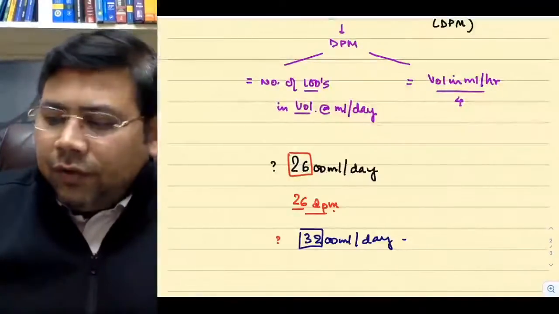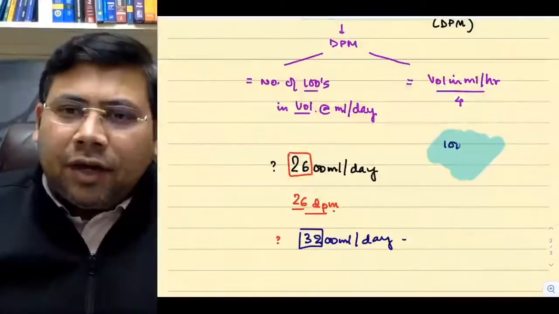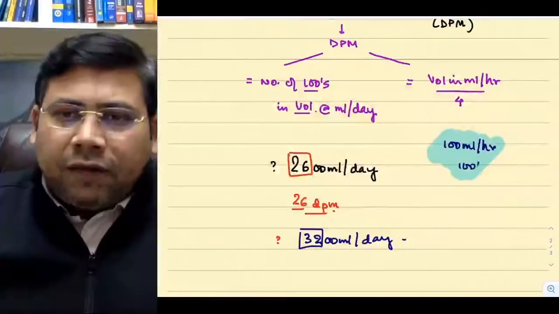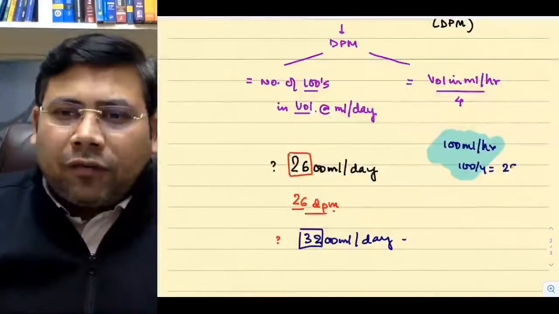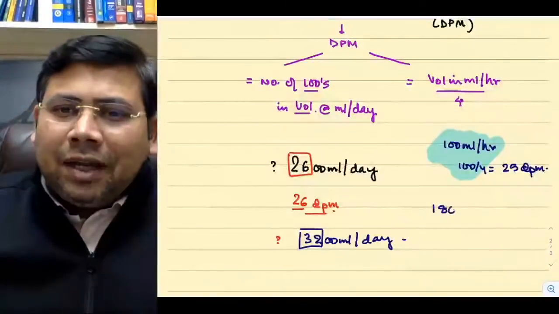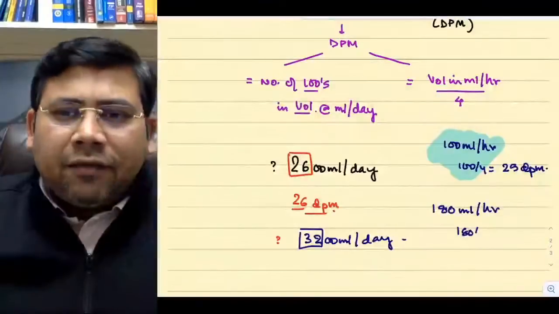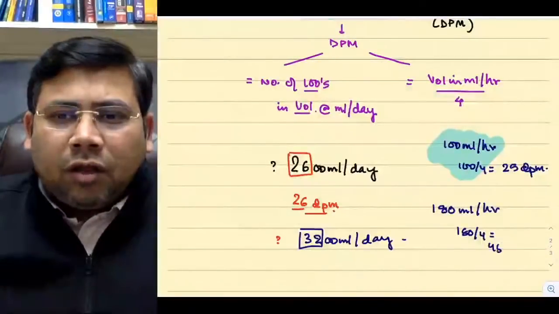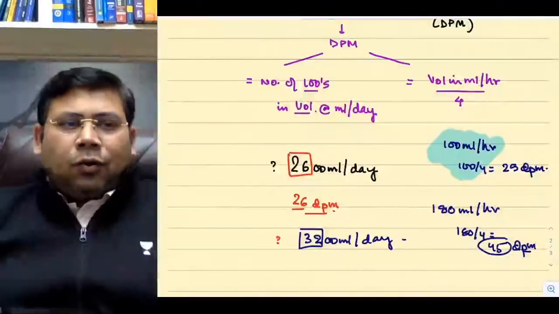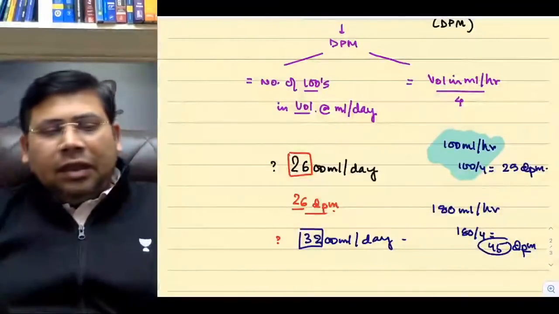Just wait. So when we talk about volume in ml per hour, imagine you say 100 ml per hour. So how many drops per minute? 100 divided by 4 is equal to 25 drops per minute. Suppose you said 180 ml per hour. That means 180 divided by 4 is equal to 45 drops per minute. Is it clear or no? So this is how to calculate the rate.